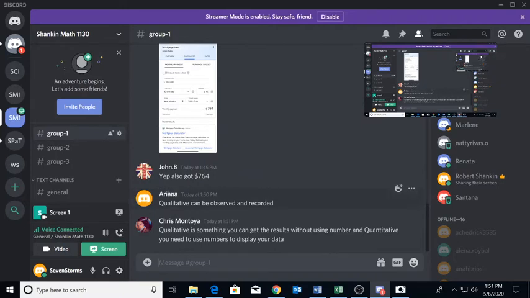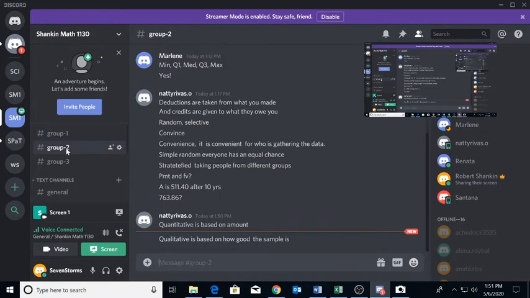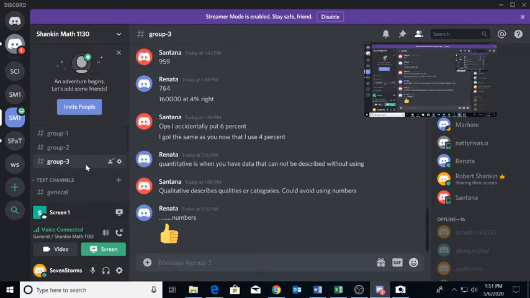Okay, let's look at a couple of these definitions or descriptions. Quantitative, qualitative. All right. There's one of them. I like this right here, what Santana put. Could avoid using numbers. Qualitative, you can somehow avoid using numbers. And it gets kind of blurry sometimes.